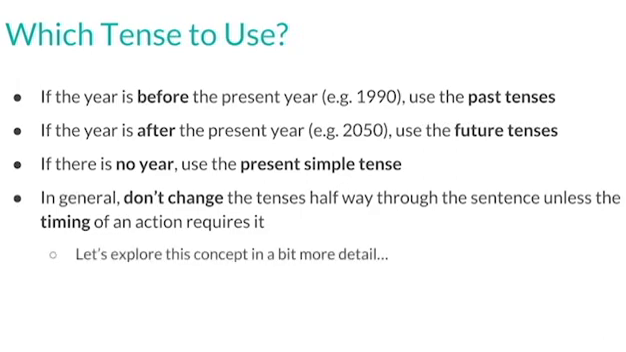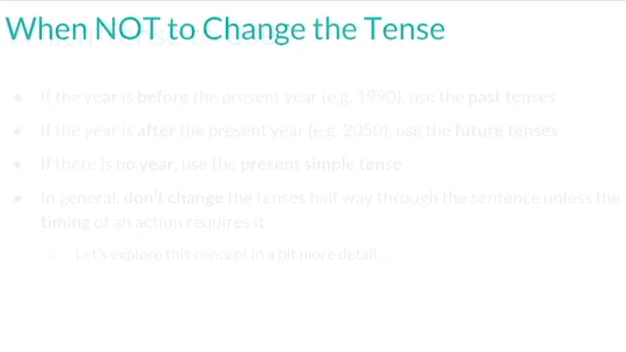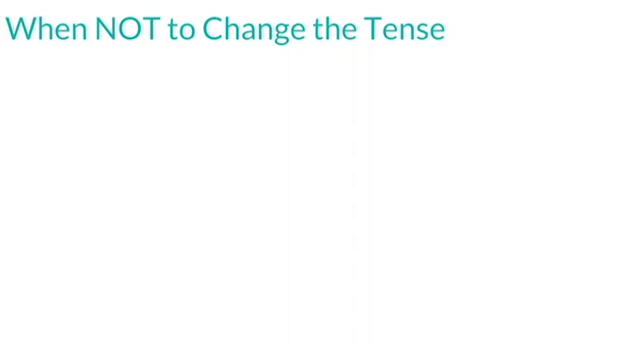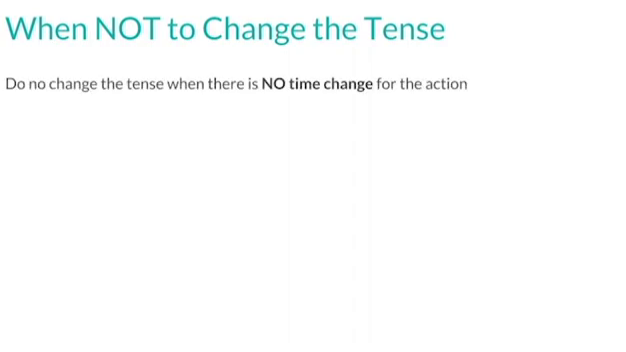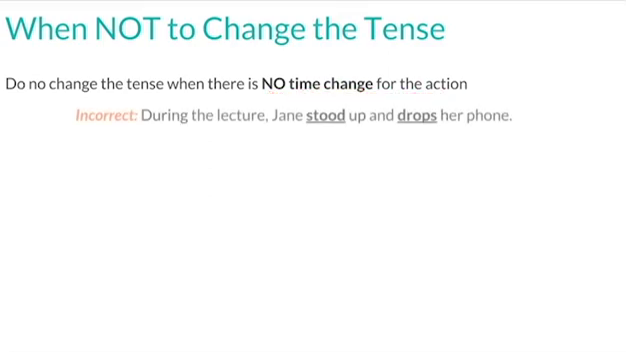So let's explore this concept in a bit more detail. First, we'll talk about when not to change the tense. In general, you should not change the tense of a sentence if there is no time change for the action. So let's look at an example of that. So here we have an incorrect sentence. The sentence reads, "During the lecture, Jane stood up and drops her phone." What I want you to notice here is that the word stood is in past tense, whereas the word drops is in present tense. Why is this incorrect?